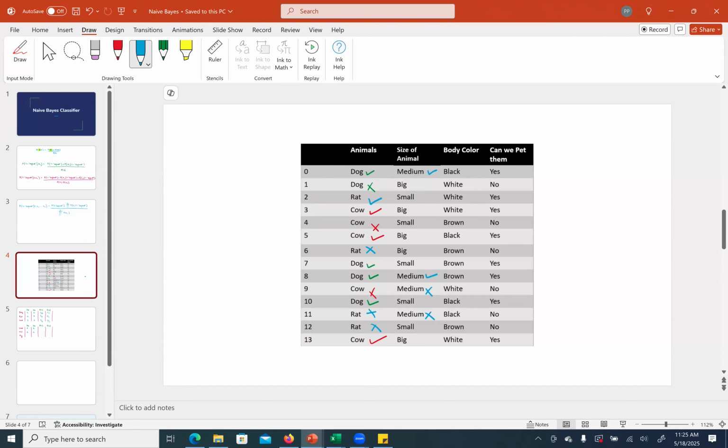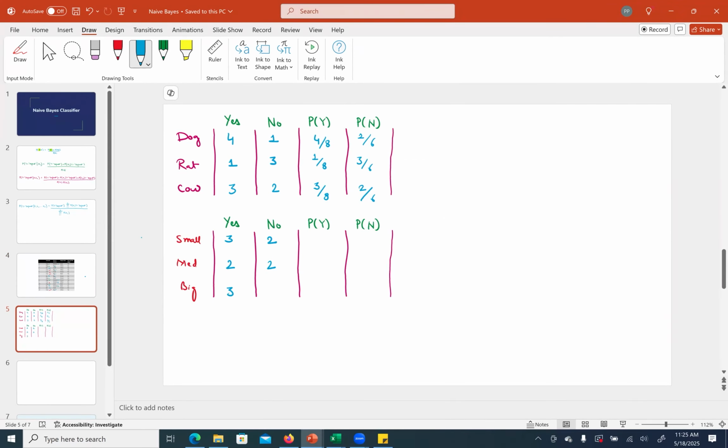For big, this is no, yes, yes, no, yes. Okay, so 3 yes, 2 no. The same thing I will calculate. What is the probability of yes over here? 3 by 8, 2 by 8, 3 by 8. Probability of no? 2 by 6, 2 by 6. Okay, so it's 2 by 6 everywhere.